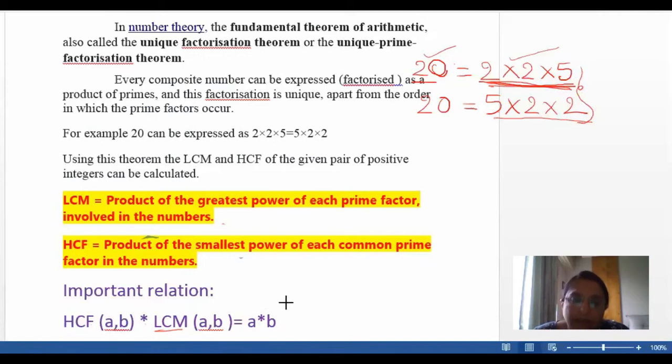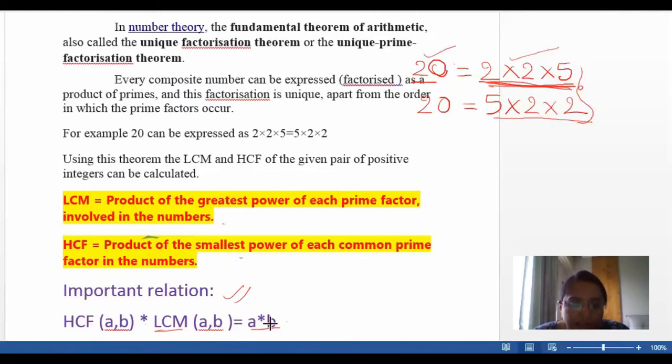I repeat, A and B are two given composite numbers. If you find out HCF and LCM of those numbers, then you'll have this relation. What is that relation? HCF into LCM is equal to A into B.